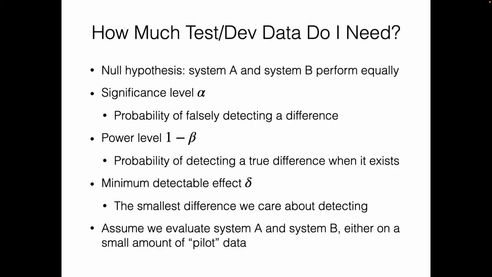Then one way to do this is you assume that you collect some data and then you evaluate system A and system B on it. And so now you have this pilot data, or pilot evaluation results. And you want to decide how big you need to expand, how many more data points you need to annotate.